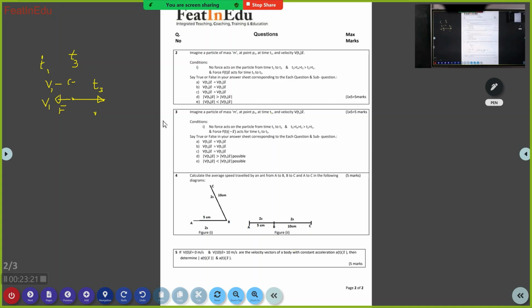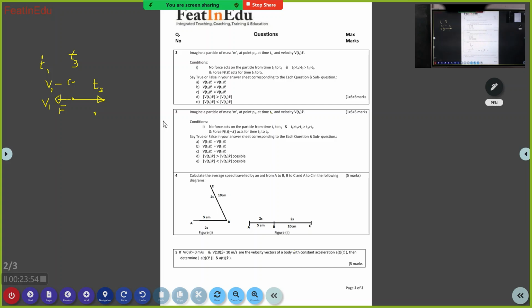So there is a small delay, 0.01 second. So when you apply force it accelerates immediately, but for the velocity to change takes a little time, a very short duration. So at time T3 the force is applied and it accelerates, but the velocity has not changed. So V at T3 is equal to V at T1 is true.